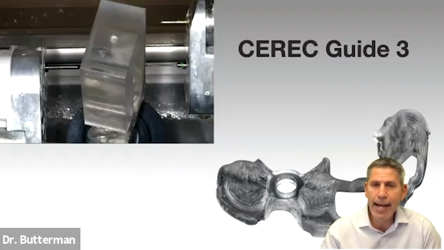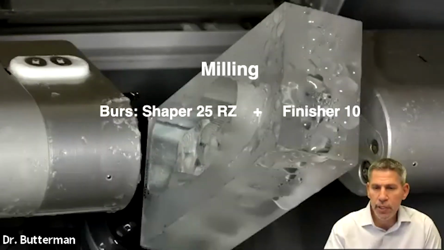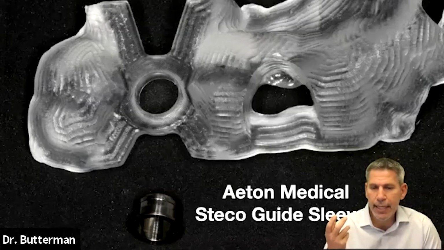So I'm going to use my guided surgical kit in order to do that. You'll notice the hole in there, we've got one size hole, so we need to have the ability to shrink the diameter of that hole. So after we're done milling it, we're going to get a sleeve.